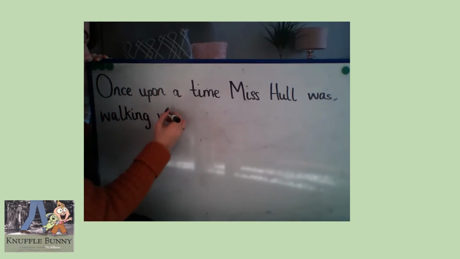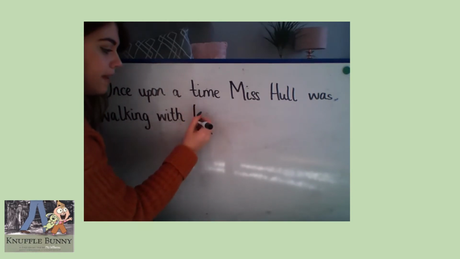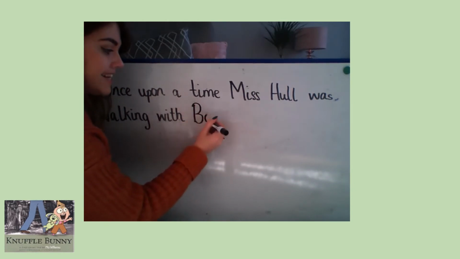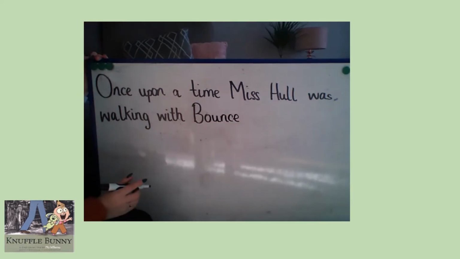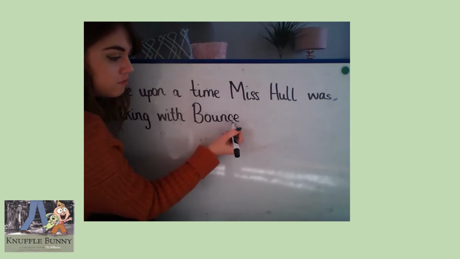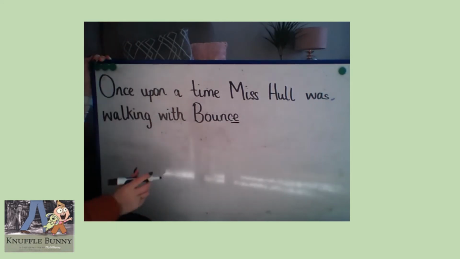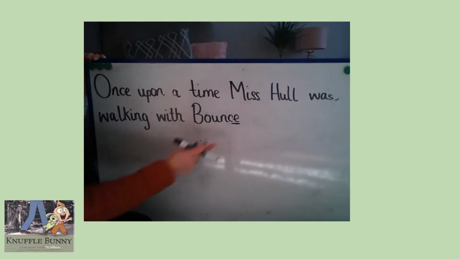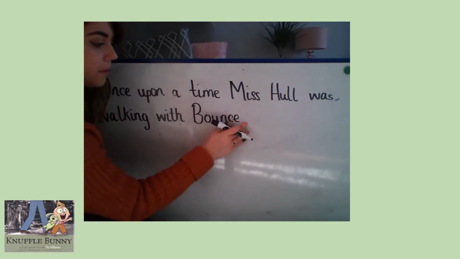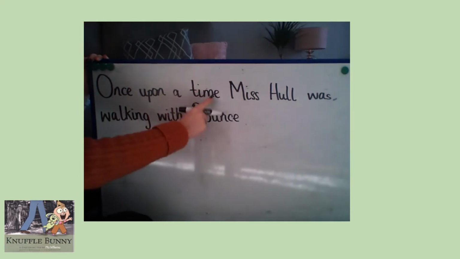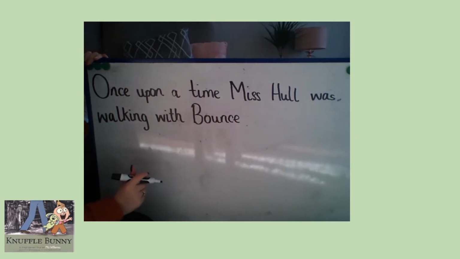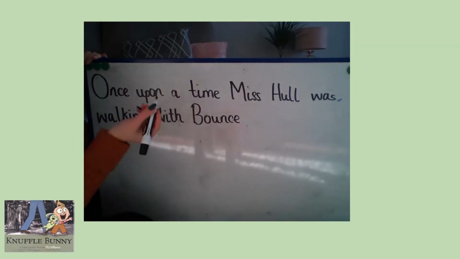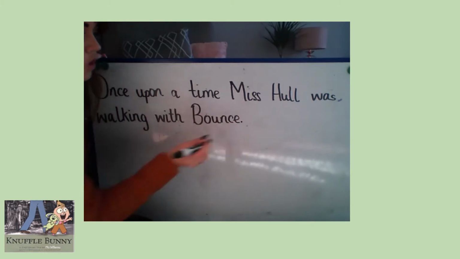with capital B because Bounce is the name of my teddy. And remember, sometimes the letter S can be written like this. These 2 special bends at the end of that word, Bounce, can have a curly K and an F. Okay. Now, once upon a time, Miss Hull was walking with Bounce. I've got to the end of my sentence, so now I need to put my full stop.